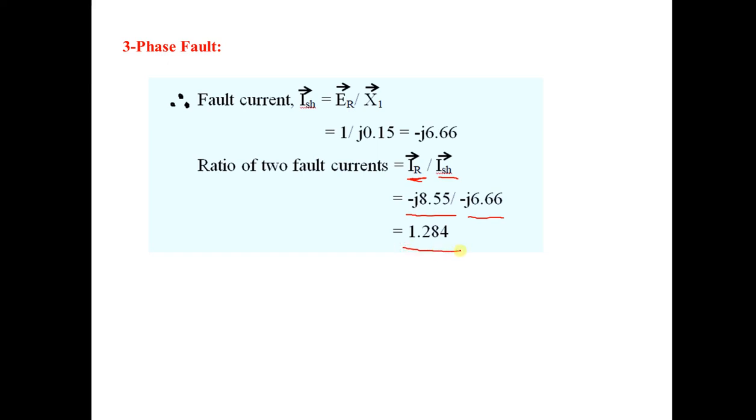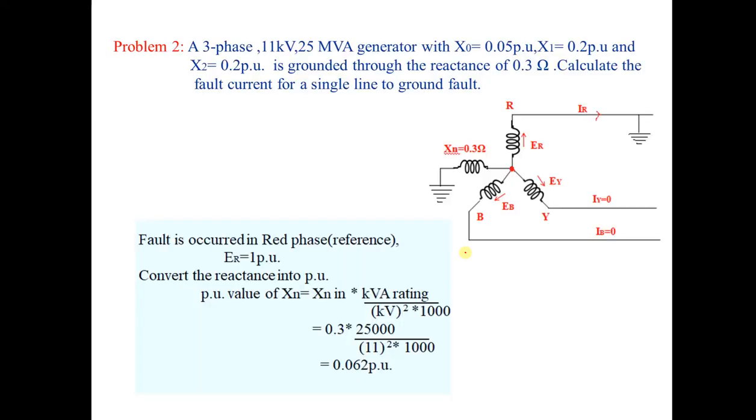Means single line to ground fault is 1.284 times due to the short circuit on 3 phases. Okay. And next is problem: a 3-phase 11 kV 25 MVA generator with X0 0.05 per unit, X1 0.2 per unit and X2 0.2 per unit is grounded through the reactance 0.3. Okay, grounded Xn is given 0.3 ohms. We have to calculate the fault current for single phase line to ground fault.